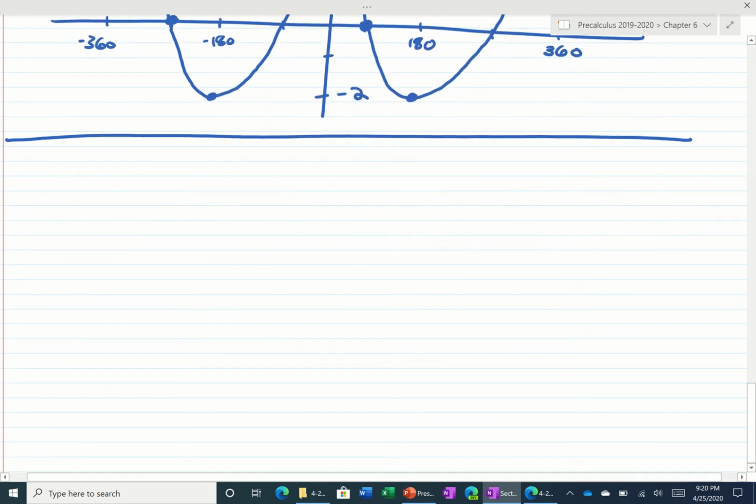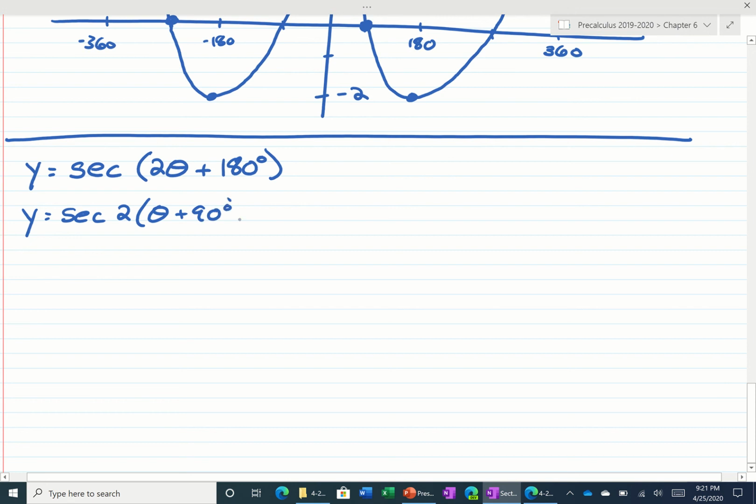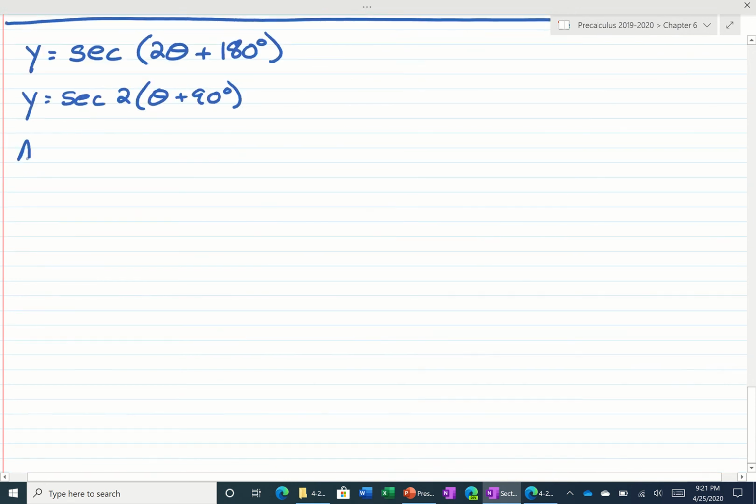What about if I asked you to graph y is equal to, let's see what I want to do here, how about the secant of 2 theta plus 180 degrees. First thing let's do is let's make sure that theta is by itself. And now we're ready to graph it.